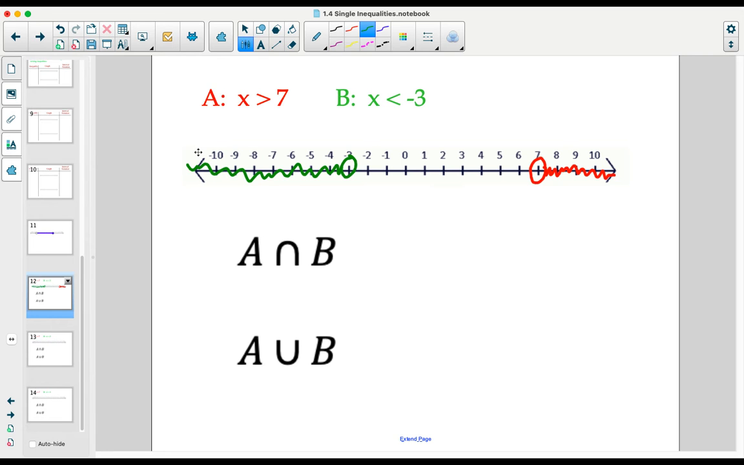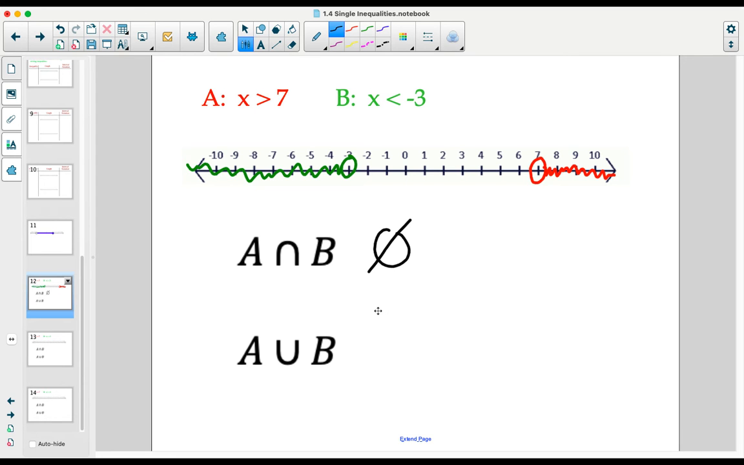If we're looking for the intersection of these two inequalities, we are looking for the space where we have double shading, where both of the inequalities are true. For this particular example, the intersection will be the empty set. There is no space where it is shaded both green and red.